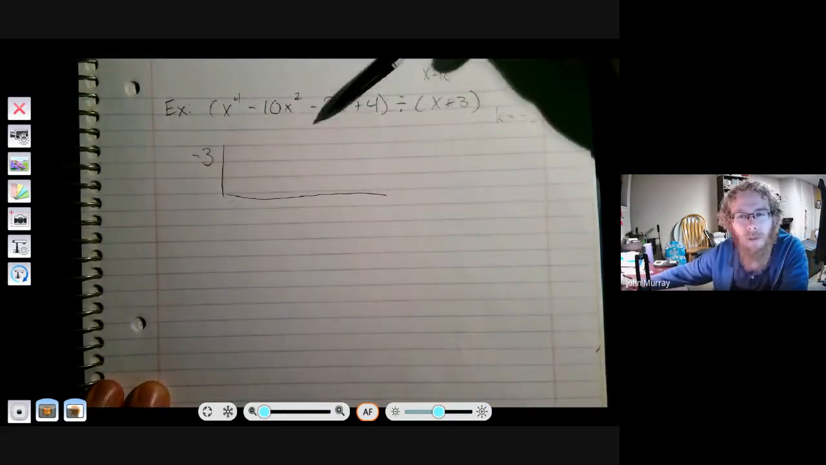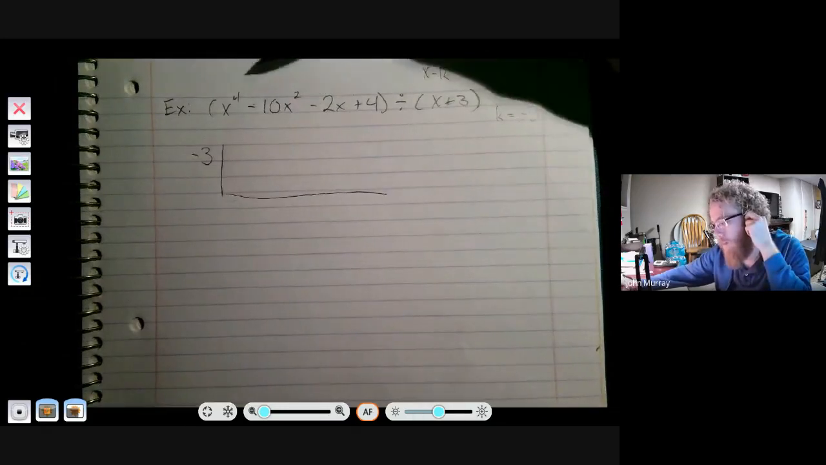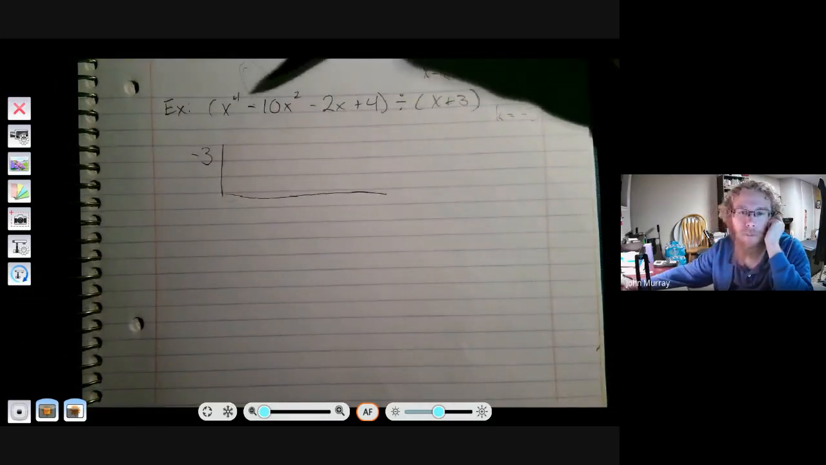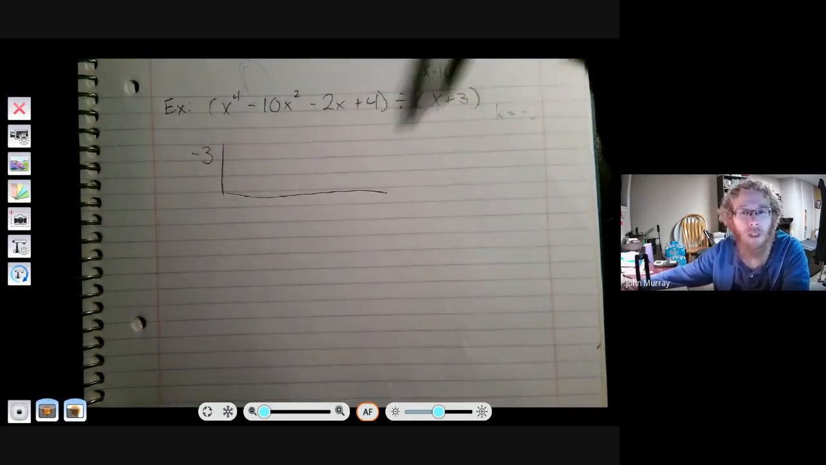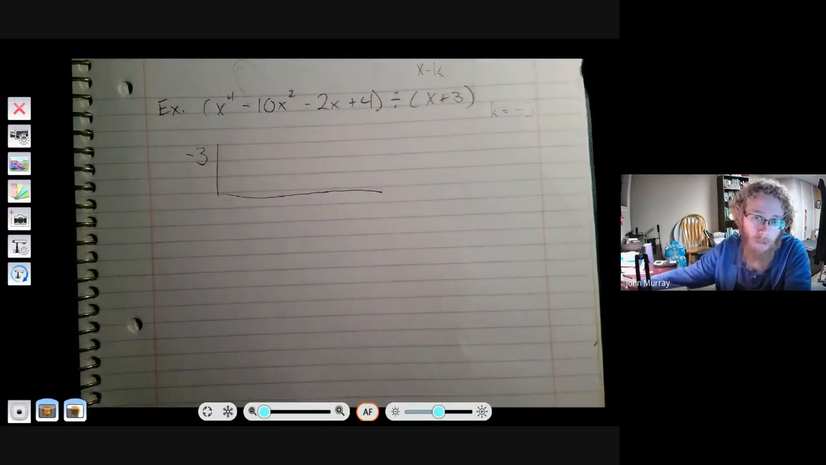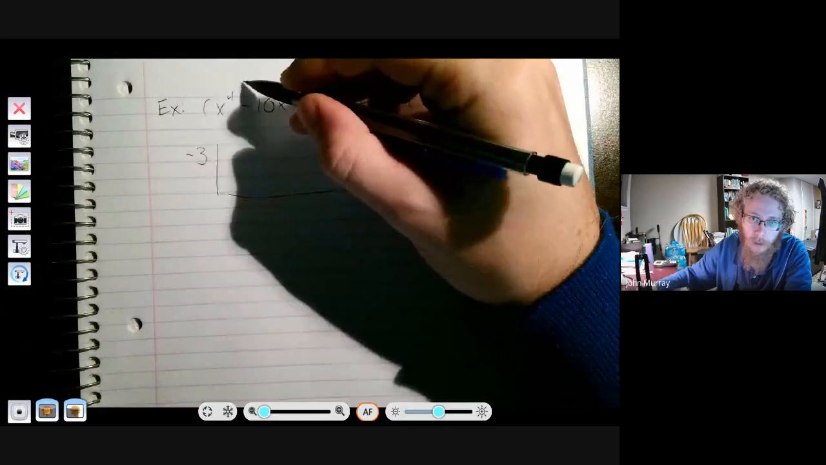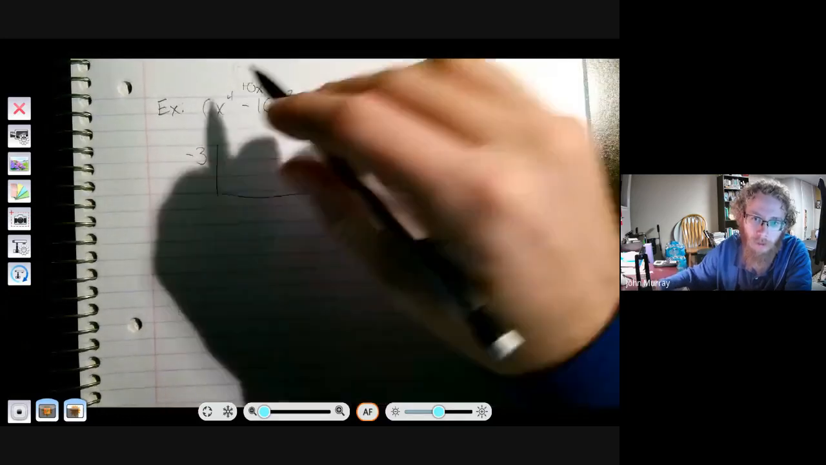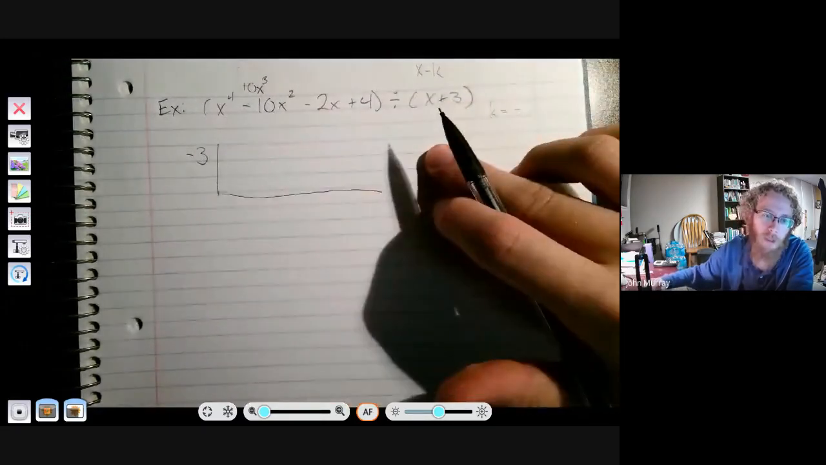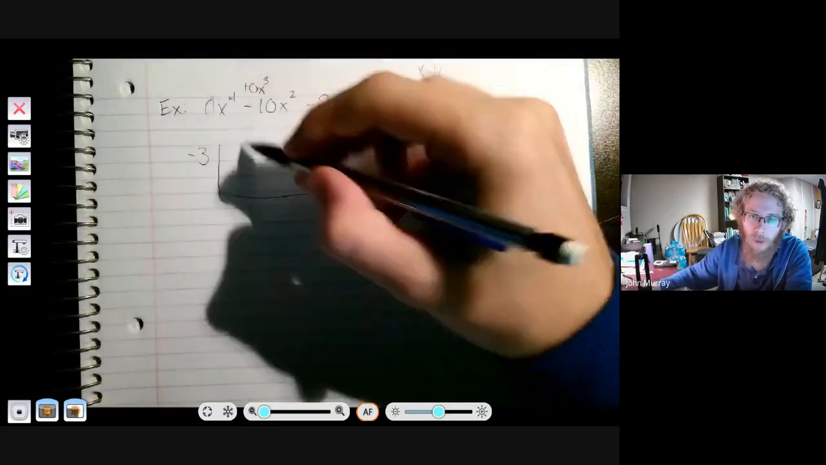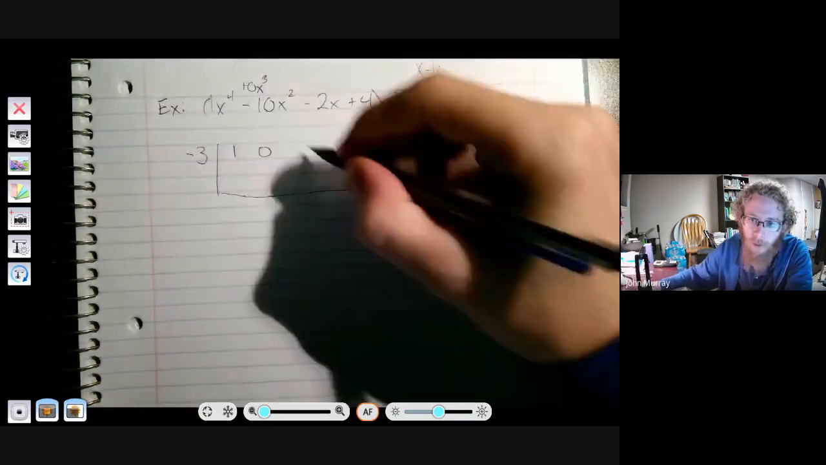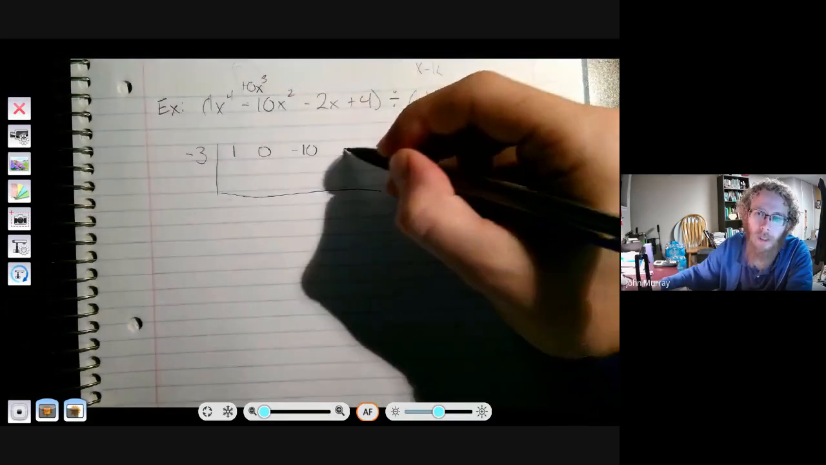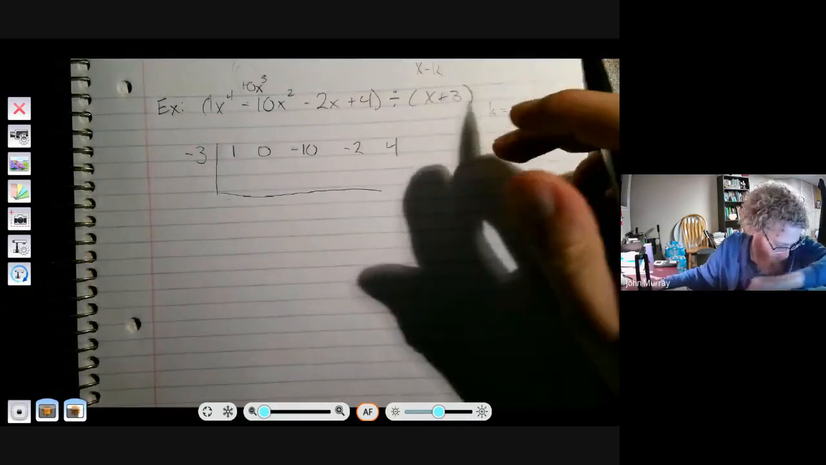Now be careful here. We saw an example like this yesterday. We're missing a term. We're missing an x to the third. So I still need a placeholder in synthetic division like we needed a placeholder for long division. And that is going to be a 0. So you can put it up here if you'd like, so you don't forget when you're doing your coefficients for the synthetic division. My first coefficient is 1. Then I have a coefficient of 0, and then everything else is as it seems, -10, -2, and 4.